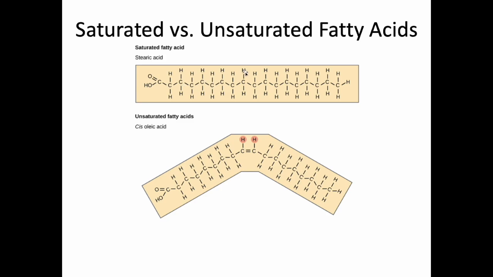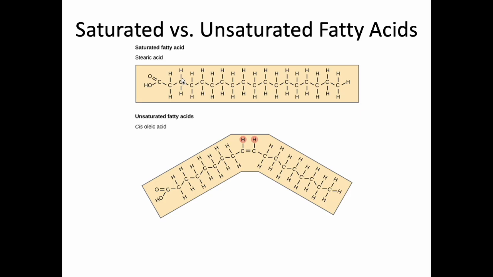So we can see labeled here saturated fatty acid and labeled down here unsaturated fatty acid, and it's pretty clear to see the difference. The saturated fatty acid is straight. The unsaturated fatty acid is crooked. It is bent. What causes this bend? Well, what causes it is a double bond.